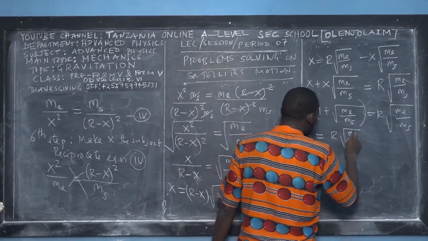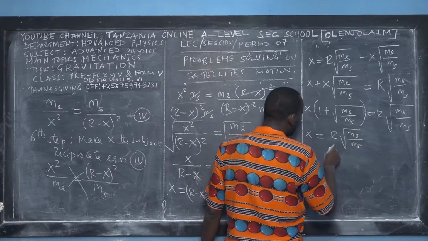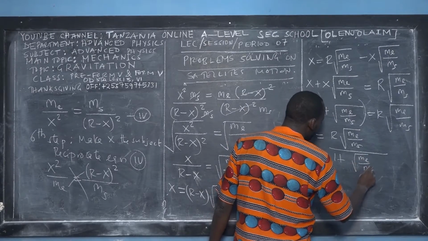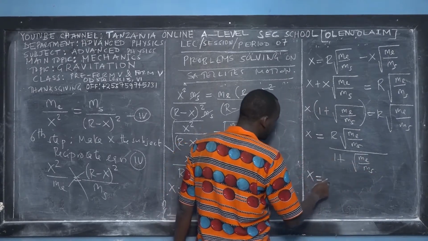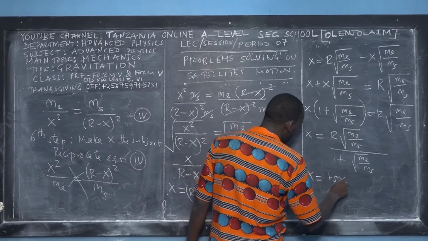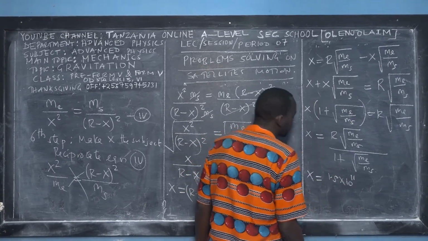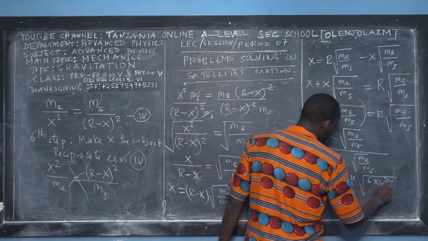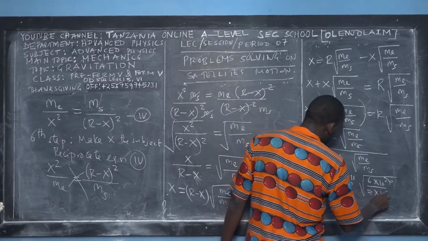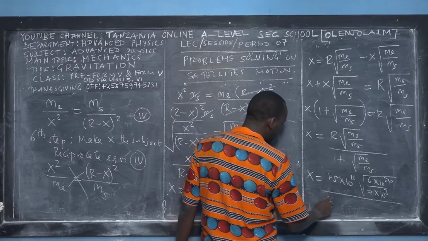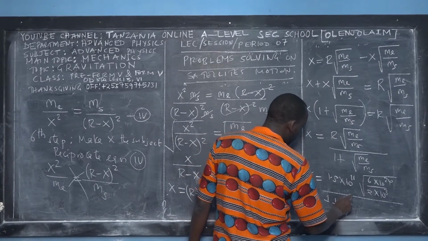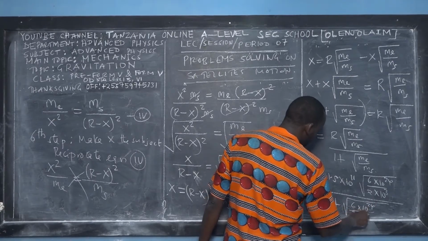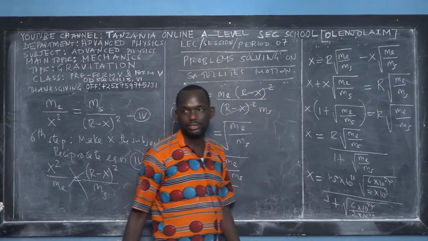X is equal to the distance from the earth to the sun times the square root of the mass of the earth over the mass of the sun, divided by 1 plus the square root of the mass of the earth over the mass of the sun. So x is equal to what? R is 1.5 exponent 11 meter, times the square root of the mass of the earth, 6 exponent 24, over the mass of the sun, 2 exponent 30, divided by 1 plus the square root of 6 exponent 24 over 2 exponent 30, and we get x.